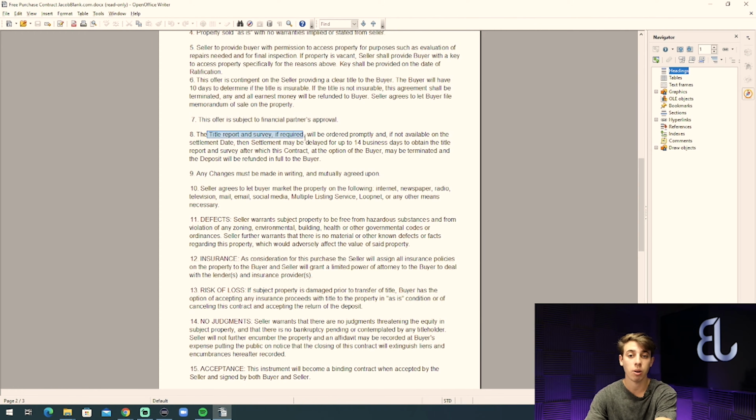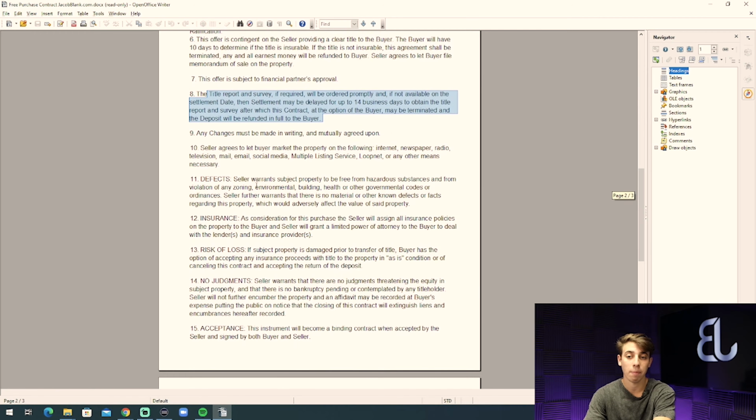Number 8, the title report and survey, if required, shall be ordered promptly. 9, any changes must be made in writing via an addendum and mutually agreed upon. 10, seller agrees to let buyer market the property on all these different avenues, right? The seller is letting you market the property, so that way you can find a buyer.